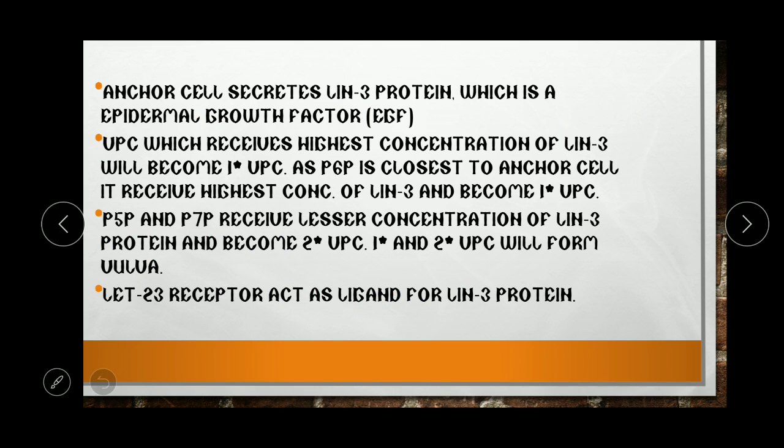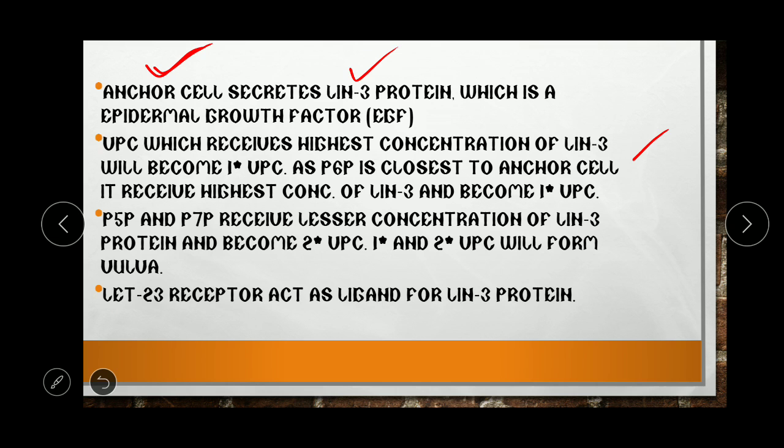Now the anchor cell secretes the lin-3 protein. Okay, always remember the anchor cell secretes the lin-3 protein, which is an epidermal growth factor. So the VPC, that is the vulval precursor cell, which is receiving the highest concentration of the signal, that is lin-3 or the epidermal growth factor, will become the 1 degree VPC or the primary VPC. As you have seen in the diagram, P6.p is the closest, so that will receive the highest concentration of the lin-3 protein, so it will become the primary VPC or 1 degree VPC.